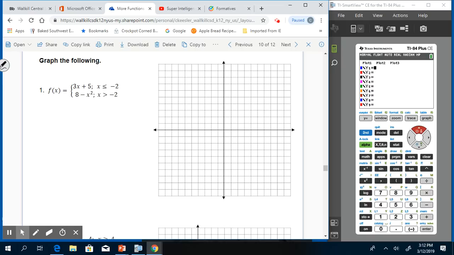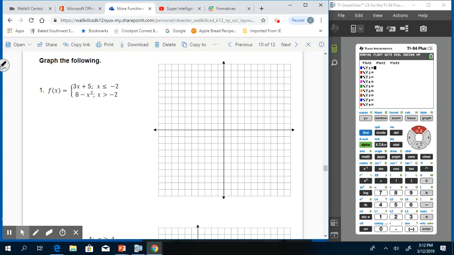For the first one, we're going to graph it over the interval of x being less than or equal to -2, so only points less than -2 or equal to -2. And 8 minus x squared is going to be graphed over the interval of x being greater than -2, so only points greater than -2. And we'll start with an open circle at -2 to show that that's not really part of the function.